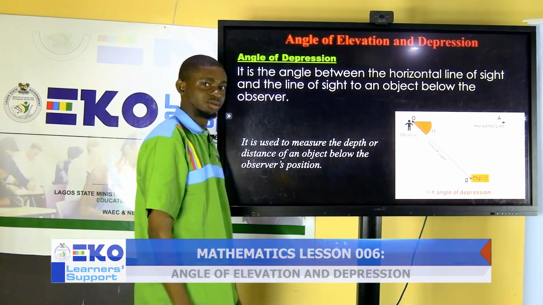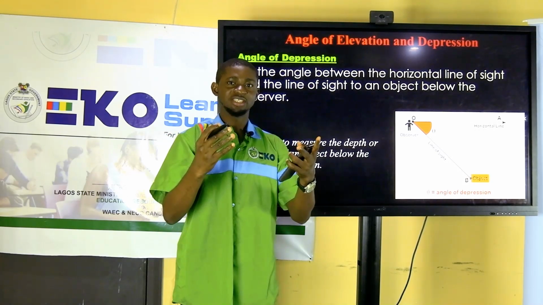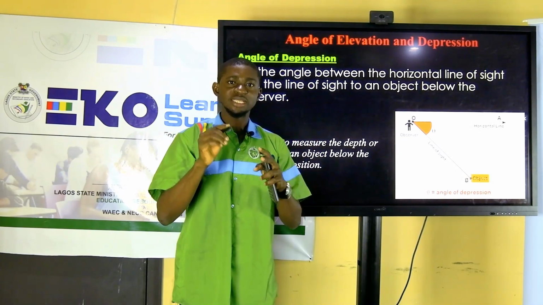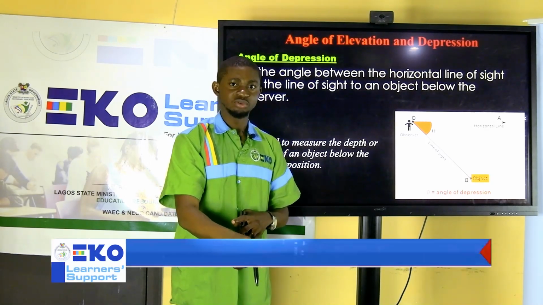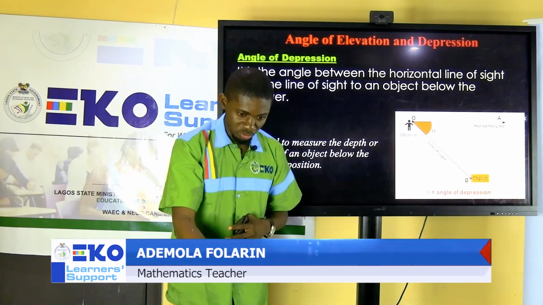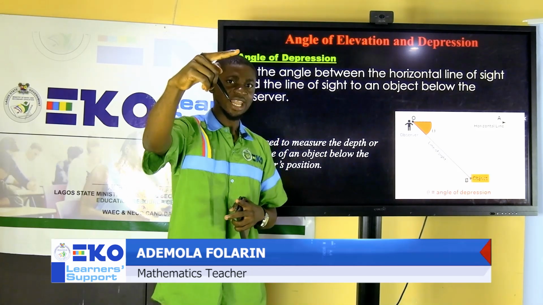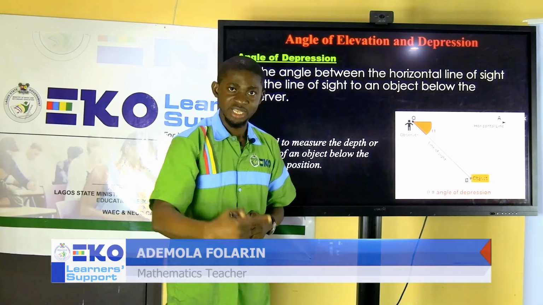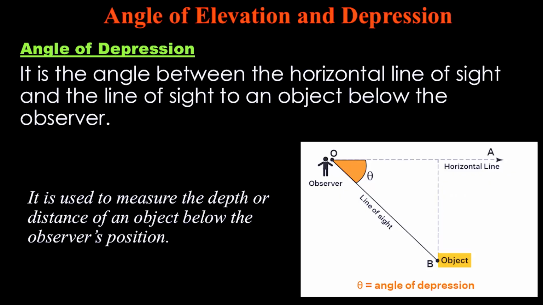Angle of depression. So when you as an observer are looking at an object that is below you, because normally you're supposed to be looking straight, then when you now look below you, you are making an angle of depression from your horizontal line of sight down to the line of sight to that object. That is angle of depression. It is used to measure the depth or distance of an object below the observer's position.